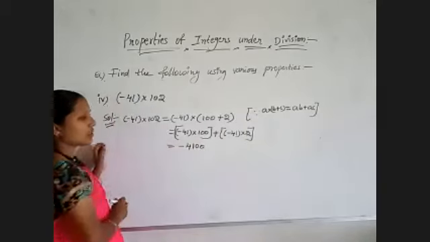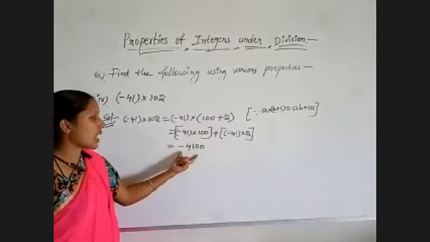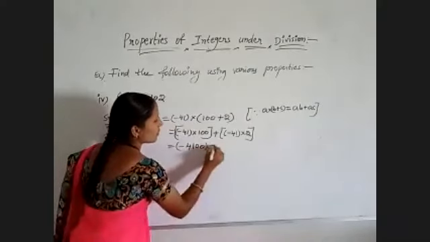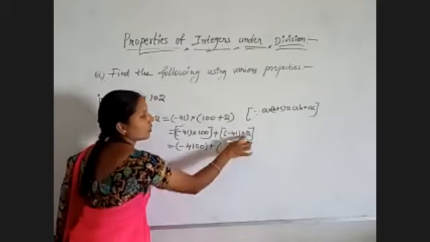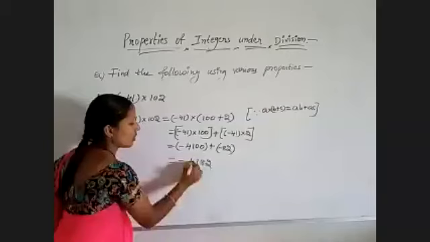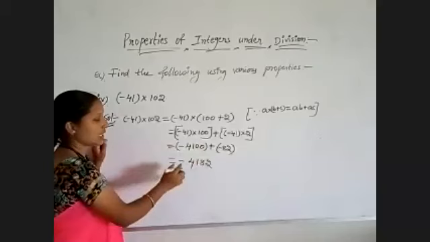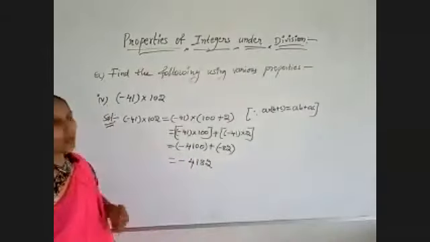Minus 41 into 100 is minus 4100. Multiplication by 10 or 100 is very simple. How many zeros are there? That many zeros you must add to that number. Then minus 41 into 2. 2 ones are 2, 2 fours are 8, so it becomes minus 82. Another negative value, so we are adding: 0 plus 2 is 2, 0 plus 8 is 8, 1, 4. 4182, because both are negative numbers, that's why I got the result as negative. So this is the way to perform the distributive property.